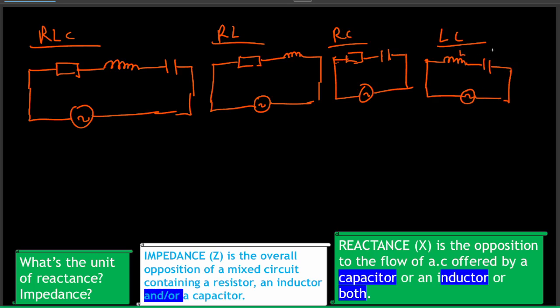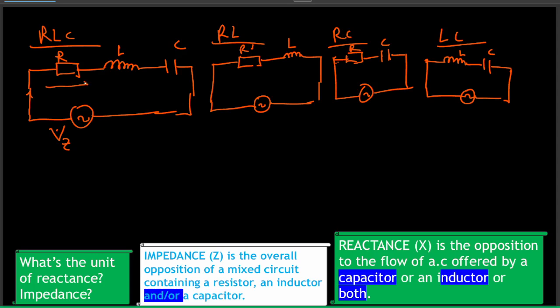Okay, this is LC, this is RC, this is R and L, and then this is RLC. Okay, so let's start with RLC. The overall voltage is VZ. We said Z represents impedance.